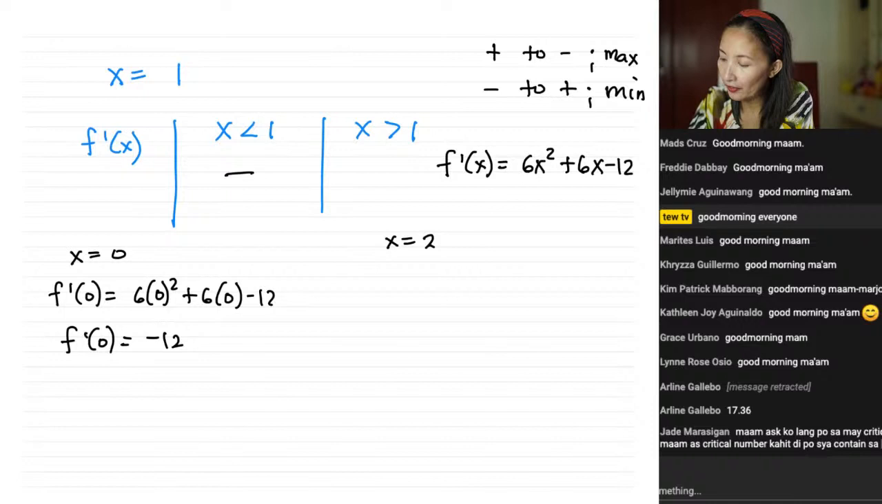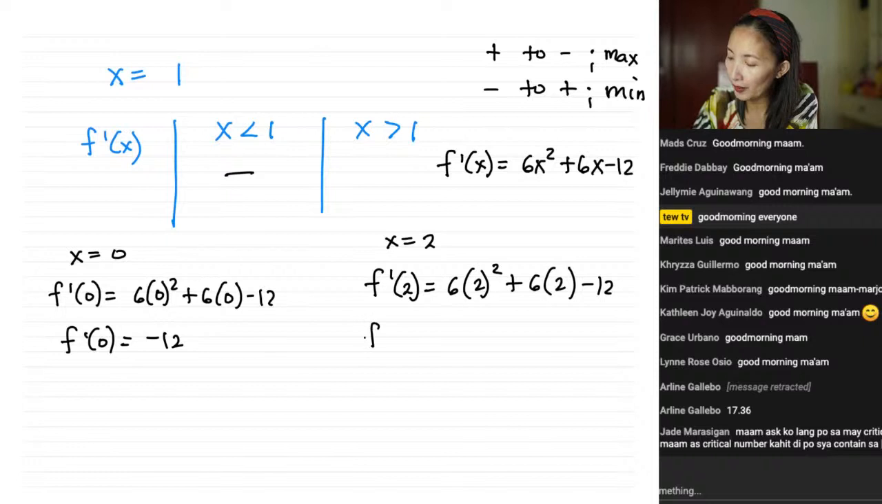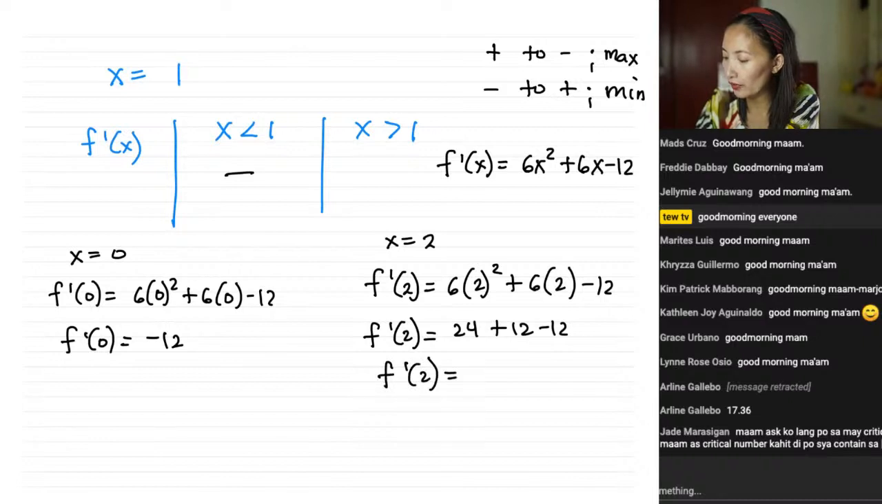Positive, perhaps, if it's x equal to 2. Let's see. Take note, it's f prime because we're using the first derivative. F prime of 2 equals 6 times 2 squared plus 6 times 2 minus 12. Okay, so f prime of 2 equals 24 plus 12 minus 12, which is 24. So f prime of 2 is 24, which is positive. So what can you say?